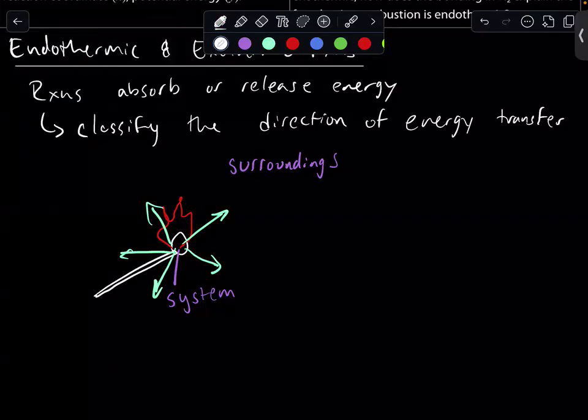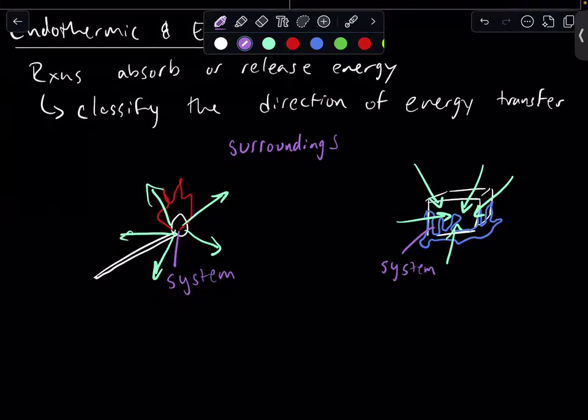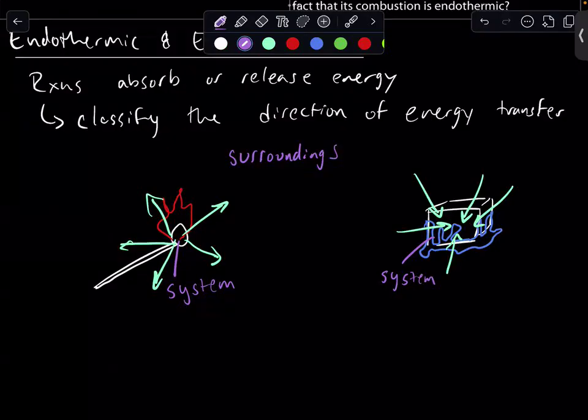However, opposite, we could have an ice cube. And ice cubes tend to melt, and so we'll have a little puddle here. As that ice cube melts, it's getting that energy to melt from somewhere, and that would be the surroundings. Energy from the surroundings is moving into our system. And so that would be an absorption of energy. So this direction of energy transfer is how we classify reactions.